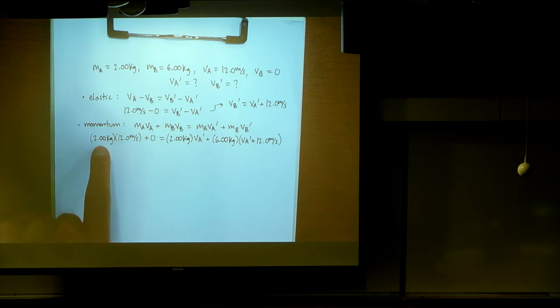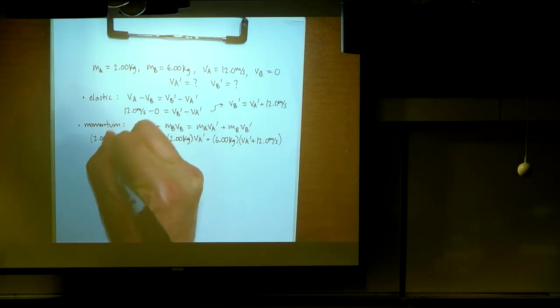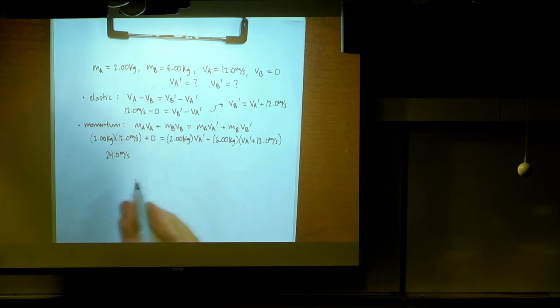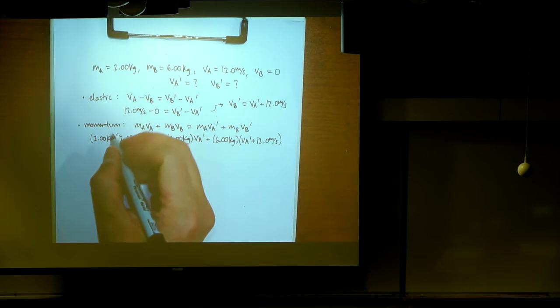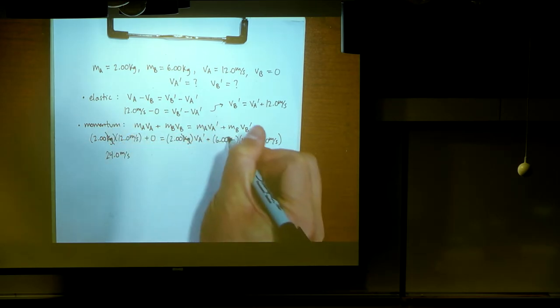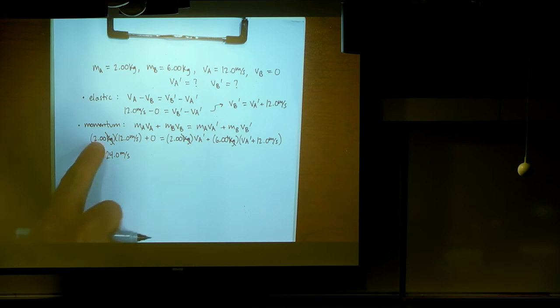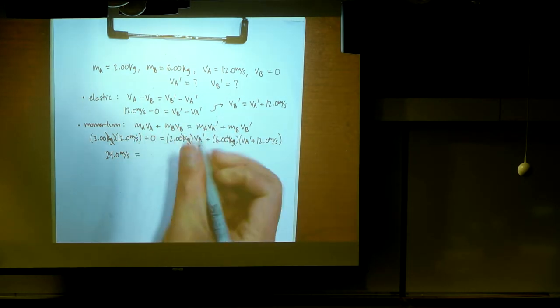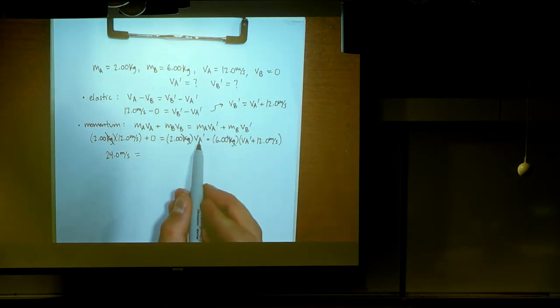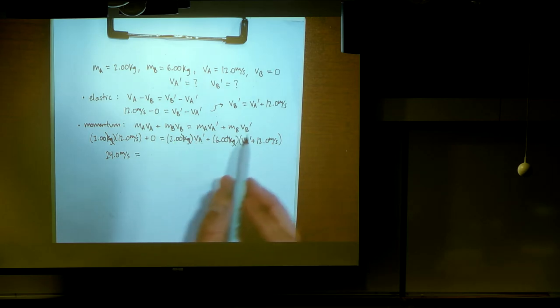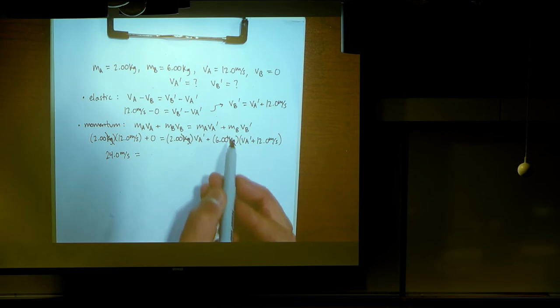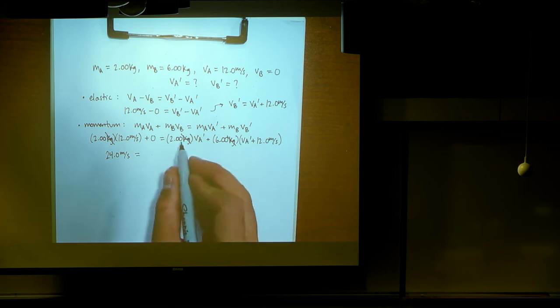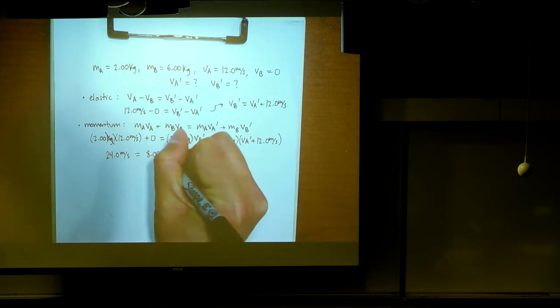On this side of the equation, what do we have? 2 times 12 equals 24. Also, check this out. I have kilograms in every single term, so I'm going to just cancel the unit of kilograms out across the board. So now we have 2 times 12, 24 meters per second right there. What does that equal? Well, I'm going to have 2 times VA prime from this term, and then 6 times VA prime from this term right here. So add those together: 2 plus 6 is 8 times VA prime.